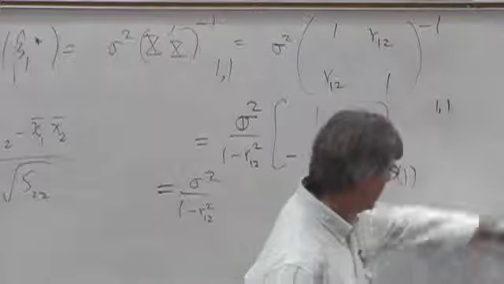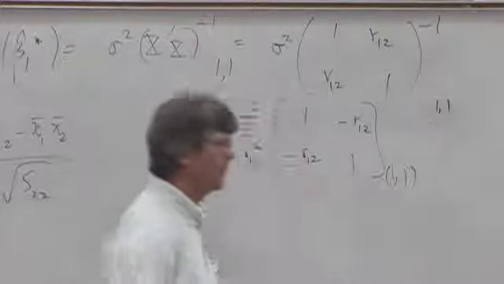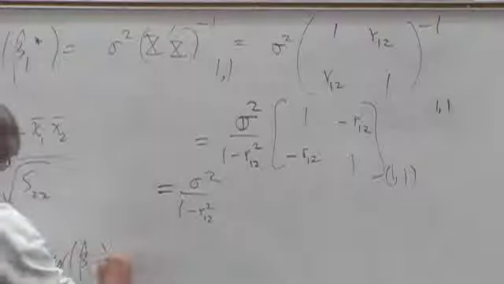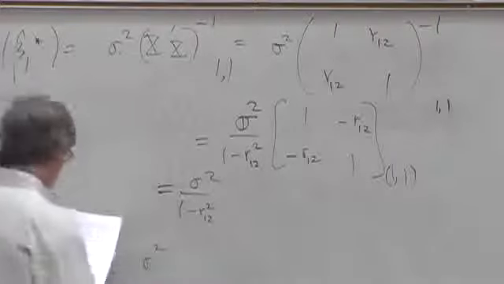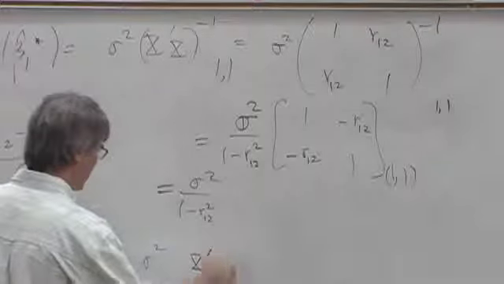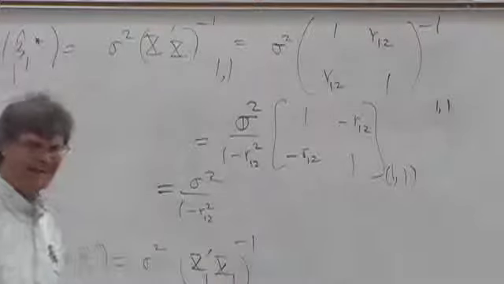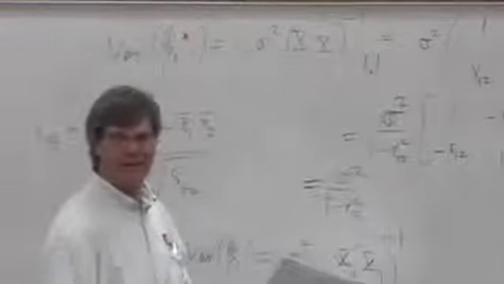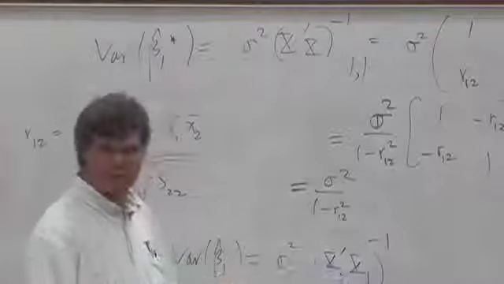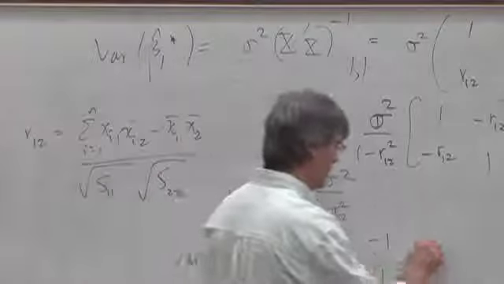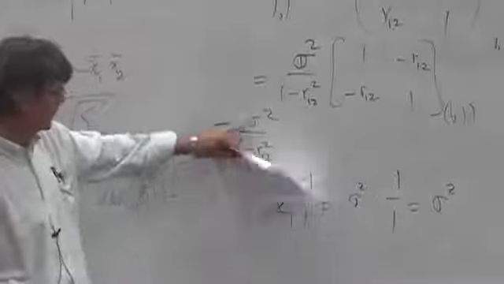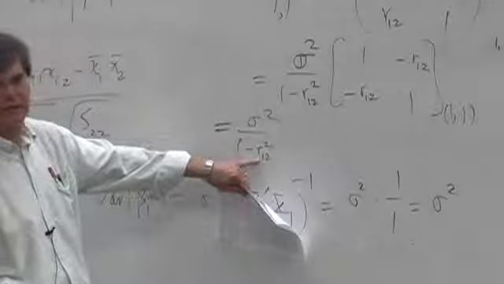If I go to the variance of beta 1 hat, on the other hand, that's simply sigma squared times X1 prime X1 inverse. But X1 was assumed to be a unit vector, so that's just the inner product of the unit vector with itself, which is 1, so sigma squared times 1 over 1 equals sigma squared. So this has the smaller variance because R1,2 squared is less than 1. So this is a bigger number.